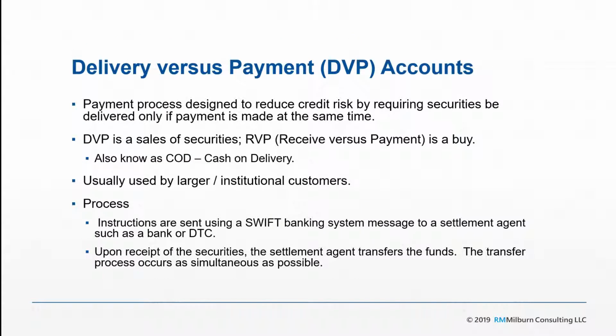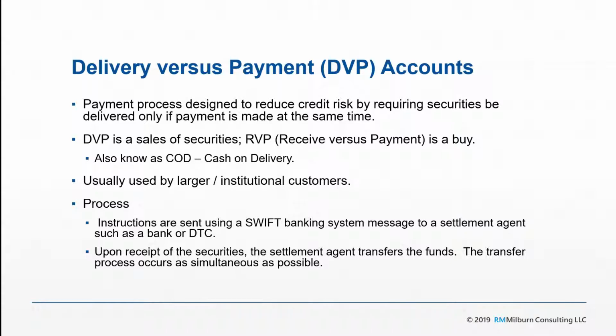So what's the delivery versus payment, or DVP account? That's really a payment process designed to reduce credit risk by requiring securities to be delivered only if payment can be made at the exact same time. So a DVP is a sale of securities. The opposite is an RVP, or receive versus payment. That's a buy. These two transactions can also be known as COD, or cash on delivery. They're usually used by your larger institutional customers.